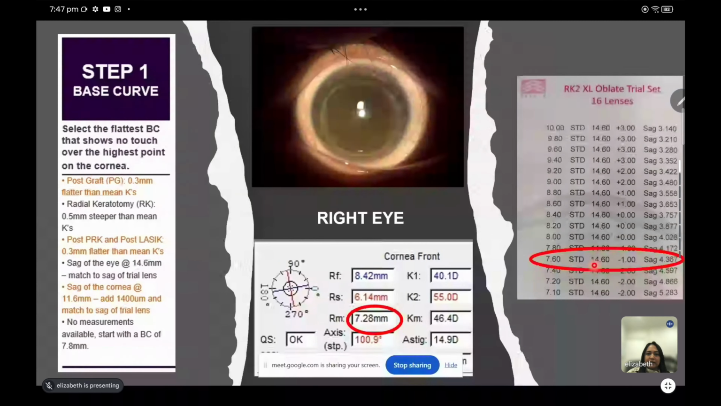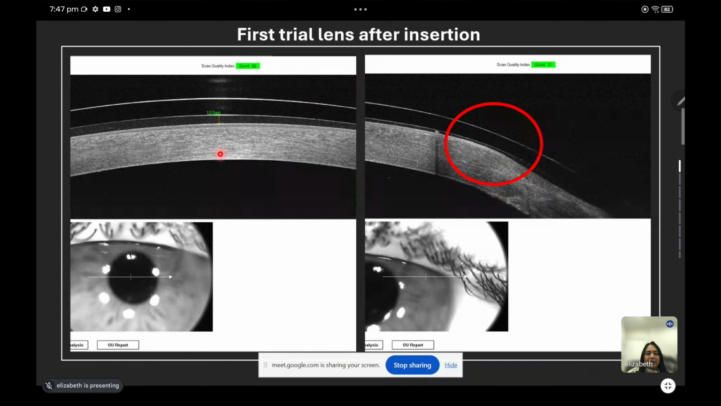So we take this lens, put it on the eye, and then this is what I see with the OCT. Again, you don't need fancy equipment like an OCT. It makes your life easier and it makes you get through your patients faster, but you can also make these evaluations using a slit lamp as well.